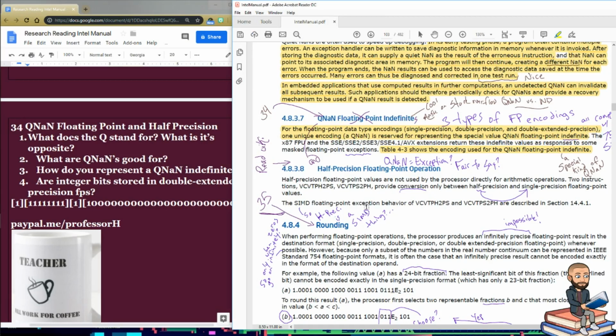Well, let's add another encoding to our three floating point encodings, and this is called half precision floating point. And these values are not used by the processor directly for arithmetic operations.